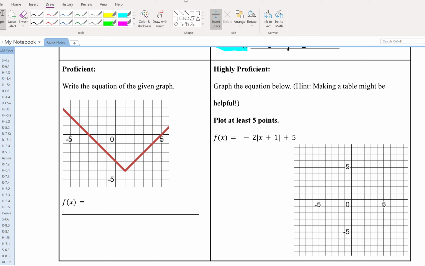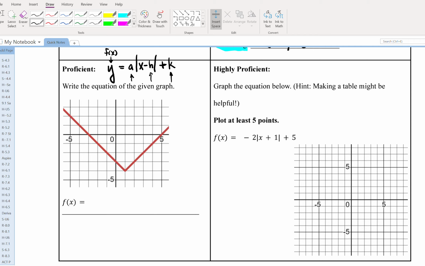It says write the equation of the given graph. One of the things you need to know is that our generalized form of the absolute value functions are y or f of x, same thing, is equal to a times the absolute value of x minus h, close absolute value, plus k. They look a lot like the parabolas that we studied in other units. And in order to write the equation, you just need to know a, h, and k.